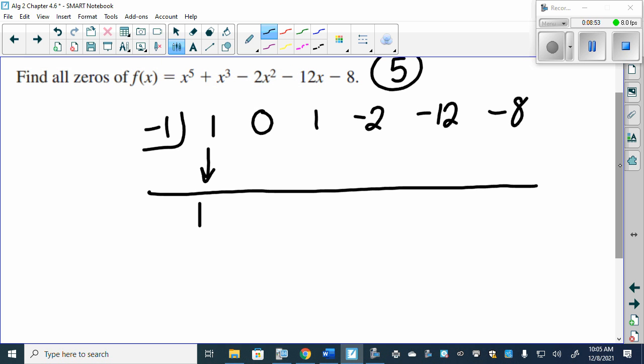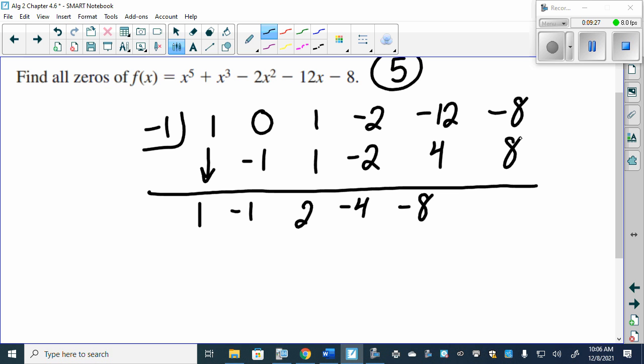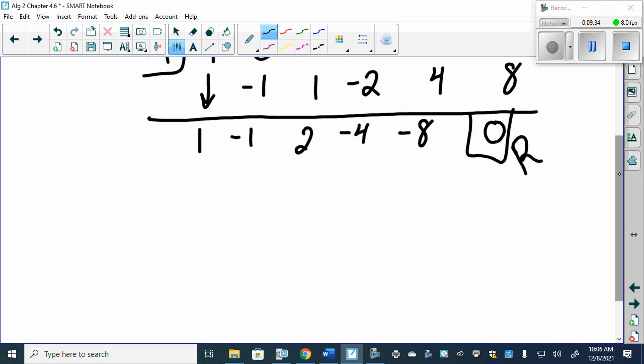Bring down the 1. -1 times 1 is -1. 0 plus -1 is -1. -1 times -1 is 1. 1 plus 1 is 2. -1 times 2 is -2. -2 plus -2 is -4. -1 times -4 is 4. -12 plus 4 is -8. -1 times -8 is 8, and -8 plus 8 is 0. And that's what we expected would happen, yes? We knew it would come out to be 0 because it is a solution.